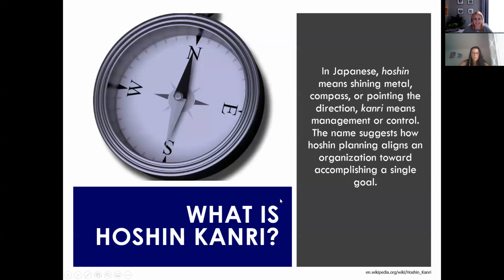All right. So the first thing is, what actually is Hoshin Kanri? In Japanese, as with most lean terms, Hoshin means shining metal compass or pointing a direction, and Kanri means management or control. So in this case, specifically, the name suggests Hoshin planning aligns the organization towards accomplishing a single goal.